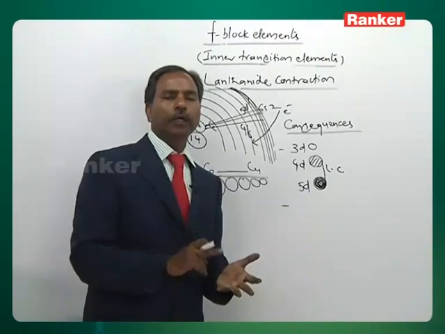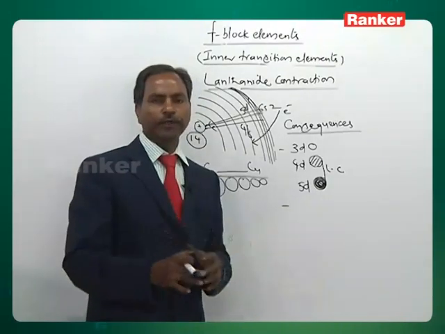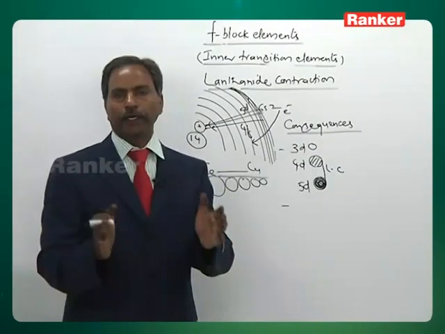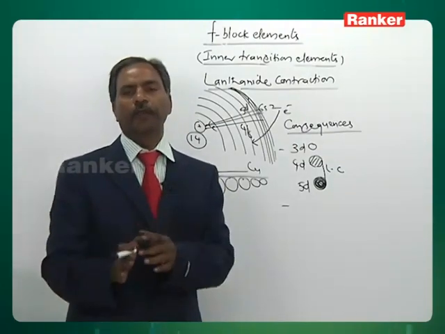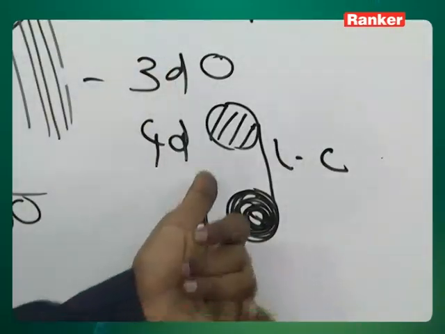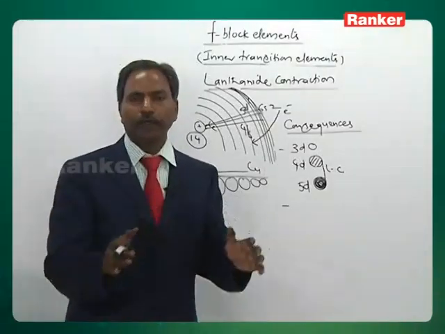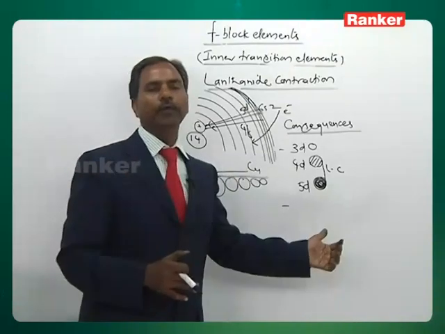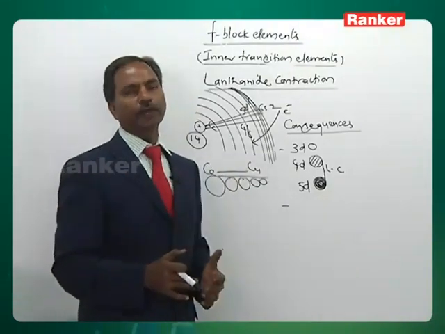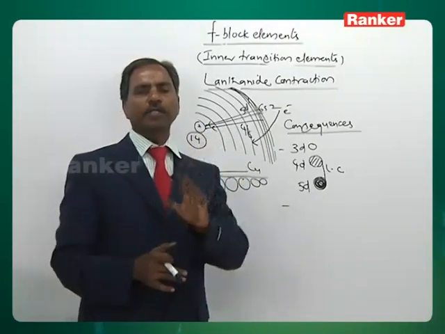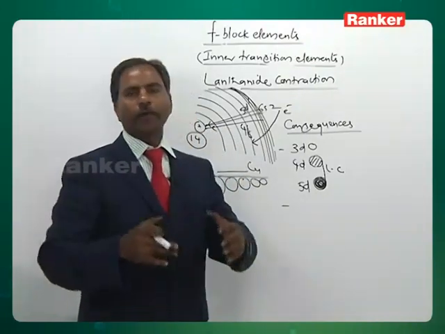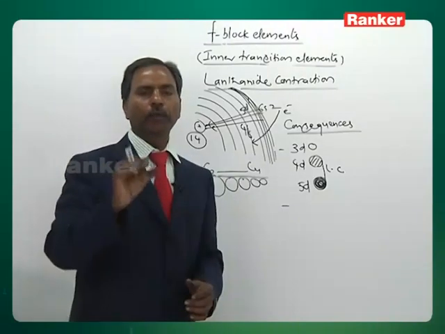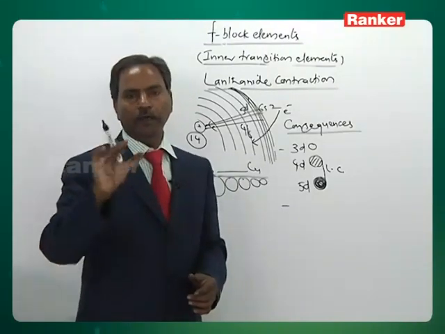See, from 3d to 4d the atomic size increases. But from 4d to 5d, instead of increasing, it is decreasing or remaining more or less the same. That is the first point. Coming to the second point, from 3d to 4d the density is increasing, but from 4d to 5d the density is almost becoming double. It is again due to lanthanide contraction. So the decrease in the atomic size of the 5d series and the abnormal increase in the densities of the 5d series elements are due to the lanthanide contraction effect.